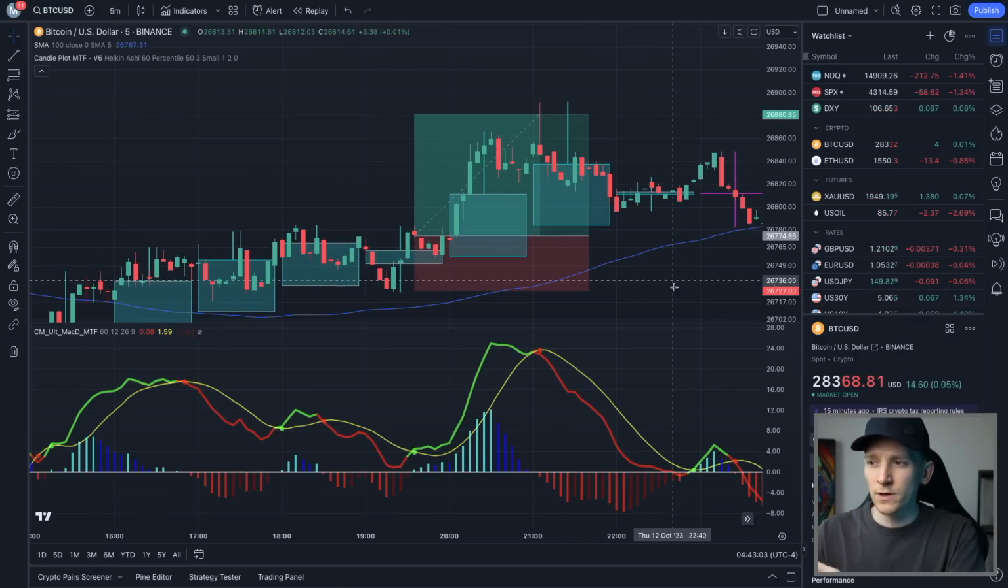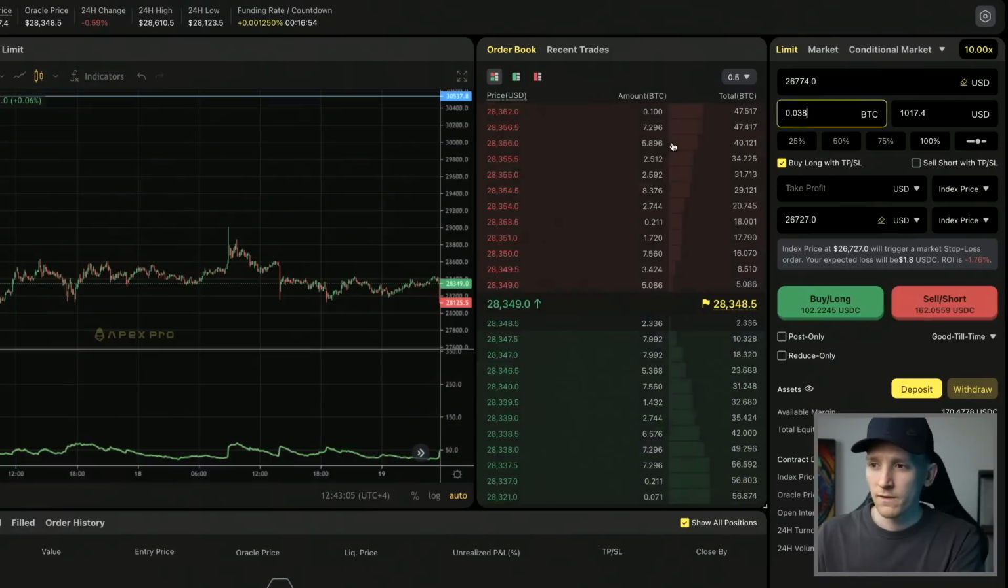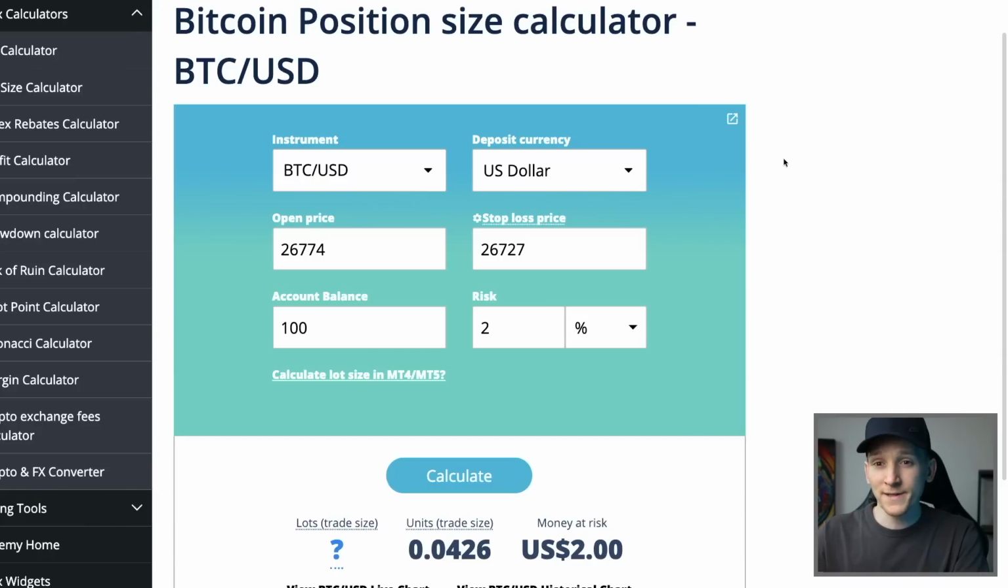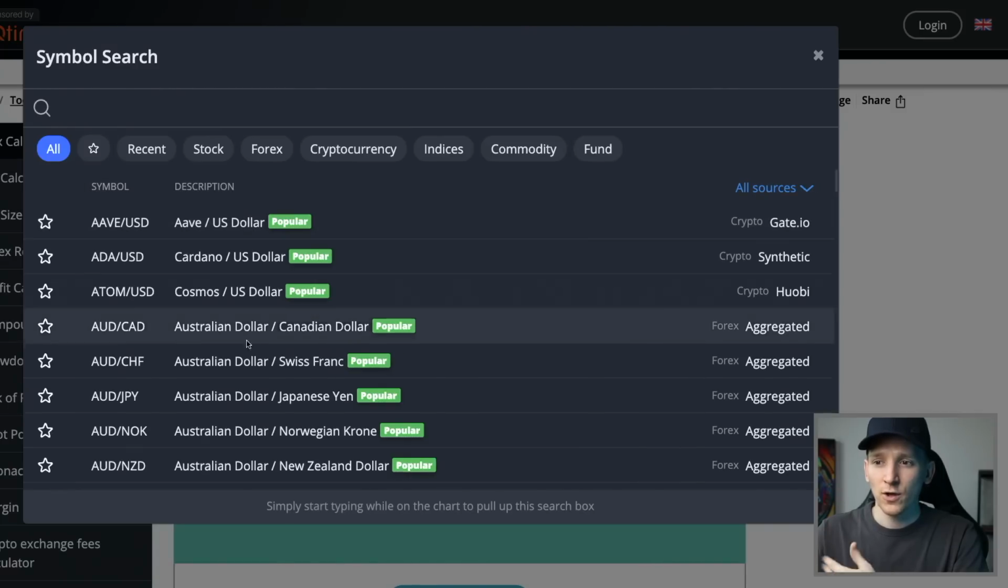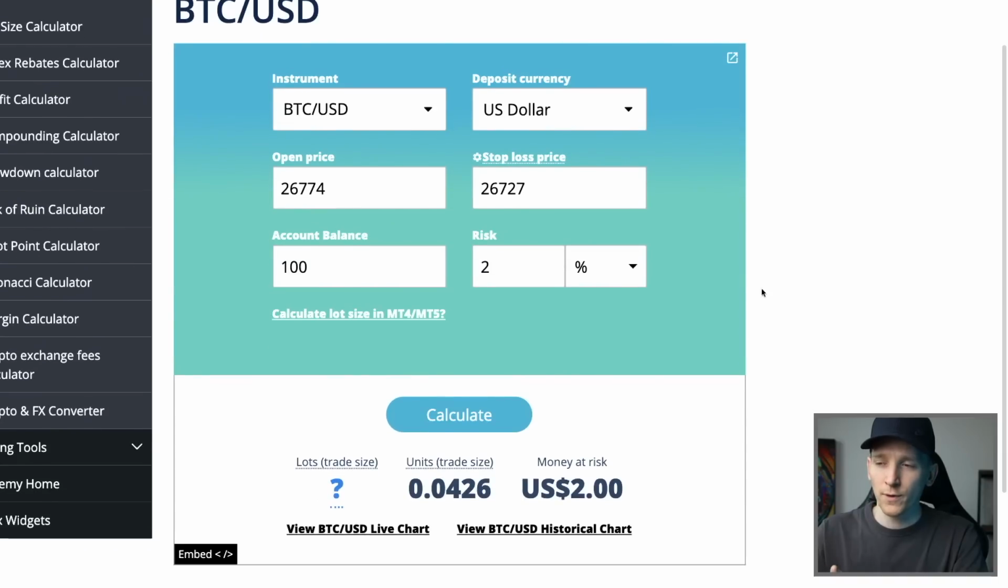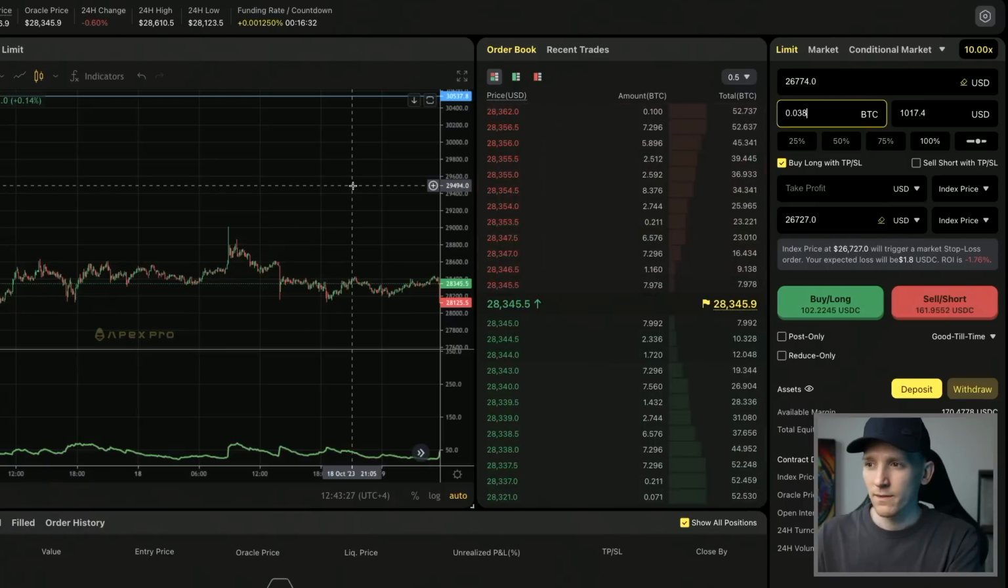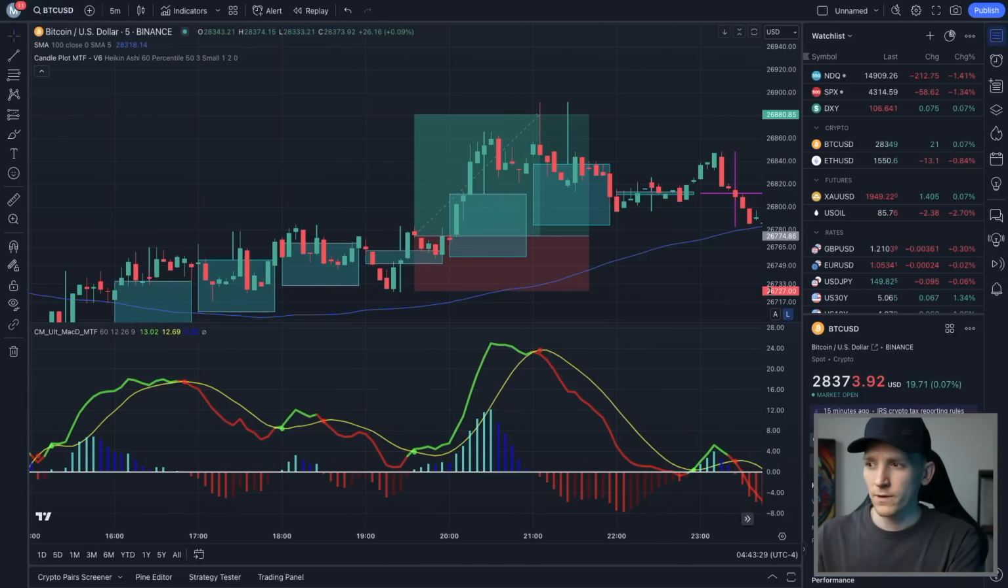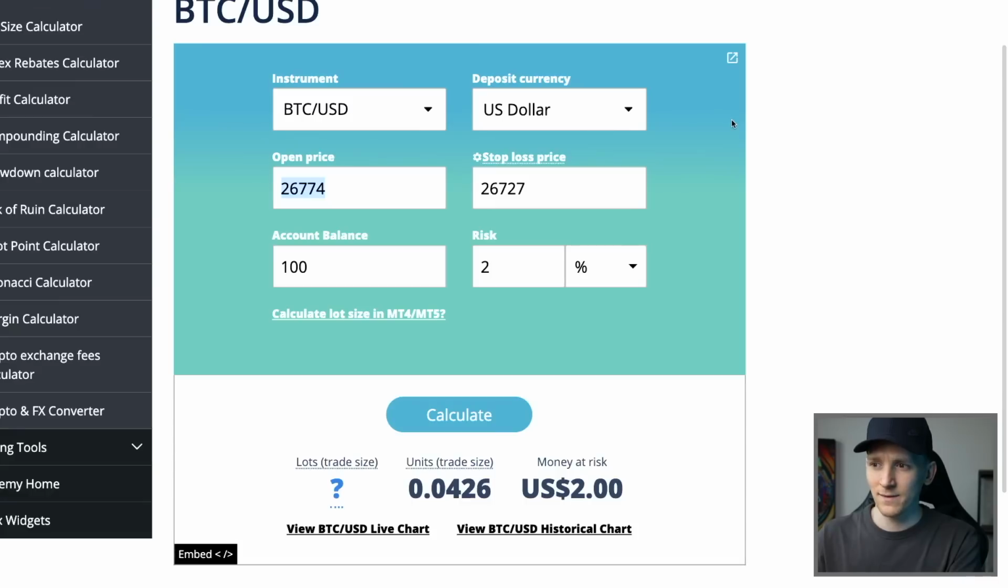But we have the entry, stop loss, and take profit price. So now what we can do is go to a trading system and actually put these details in. We can go to a position size calculator. I'll link this one below. You put the open price in, we're trading Bitcoin. Now, if you're trading a different asset, you need to put that in because each asset has a different price per unit. So you need to know how many units of the asset that you want to trade. We know the open price is 26,774. That's the open price here. We know the stop loss is 26,727, and we know the take profit is 26,880.